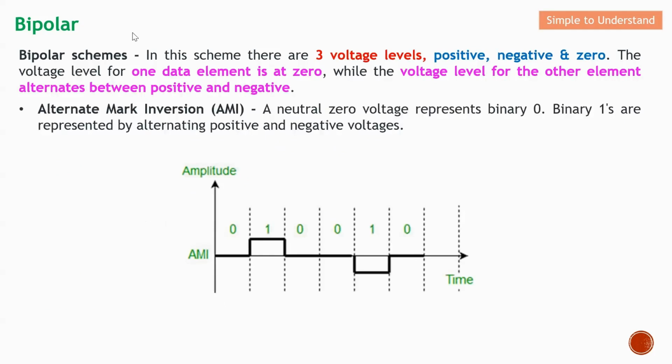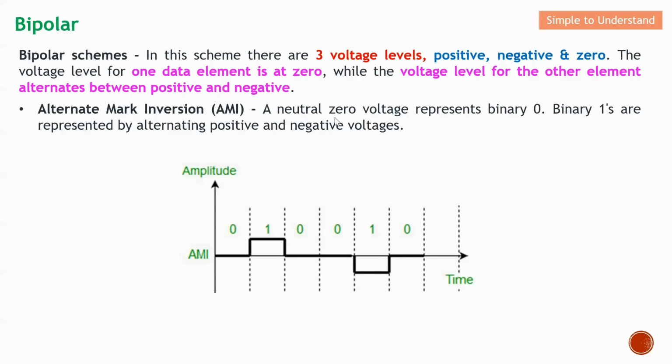For this bipolar, as I mentioned here, there are actually three voltage levels: positive, negative, and zero. As you can see from here, positive, zero, and negative. So this is the bipolar scheme. The voltage level for one data element is at zero, while the voltage level for the other element alternates between positive and negative. Let me come to this time diagram in order for you to understand better. The first example of bipolar will be alternate mark inversion.